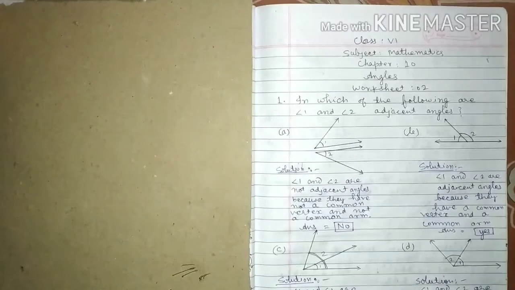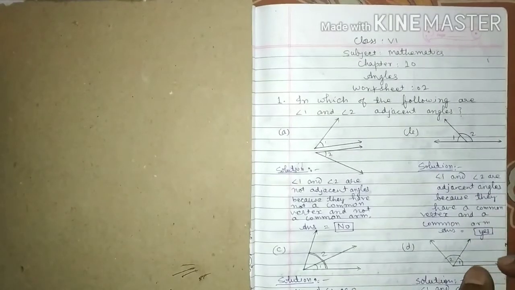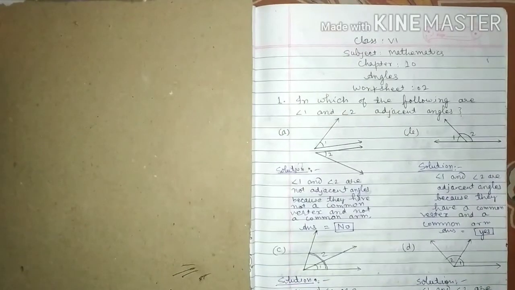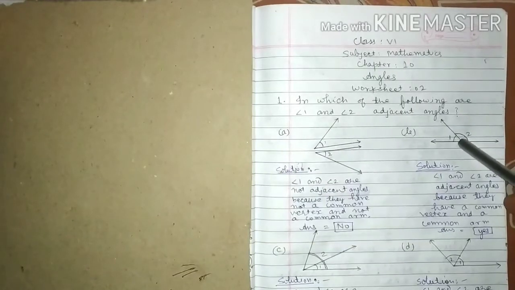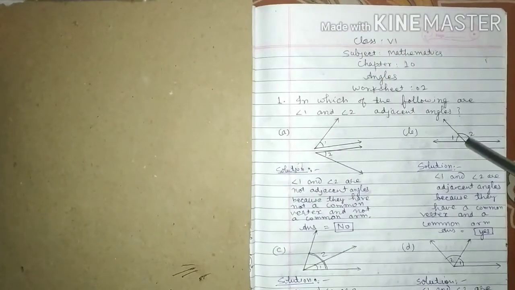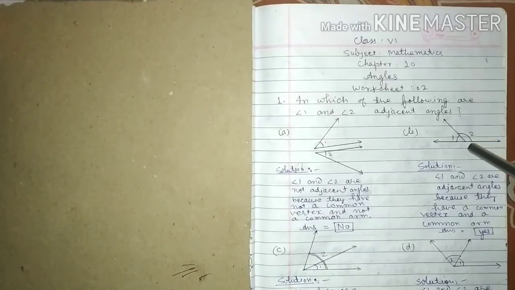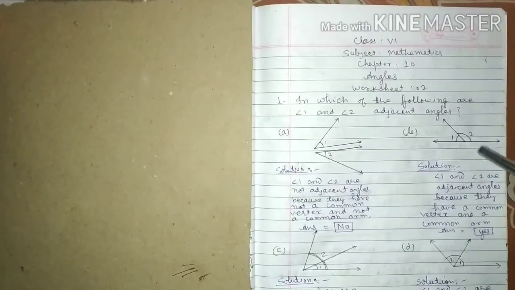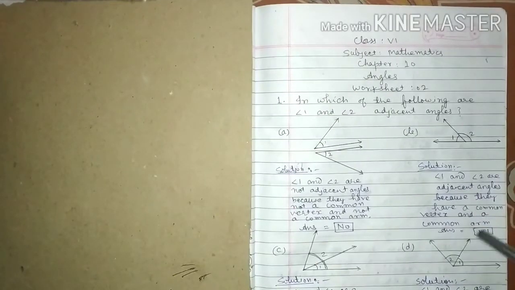Answer is no. Question number B. In this figure, we observe that angle 1 and angle 2 are adjacent angles because they have a common vertex. This is common vertex and have a common arm. This arm is common arm. So angle 1 and angle 2 are adjacent angle. The answer of this question is yes.